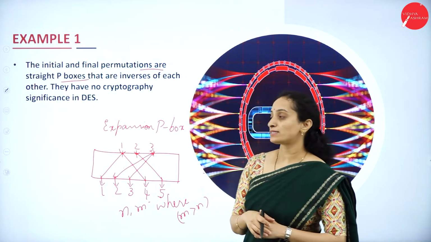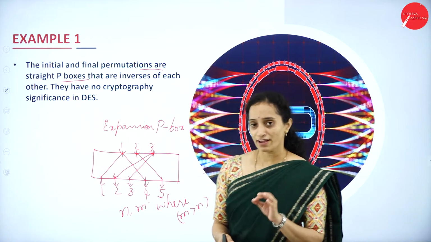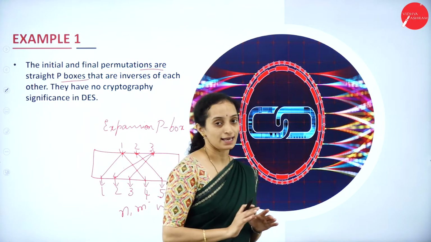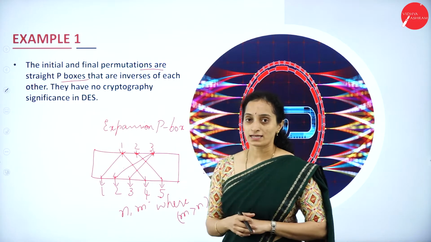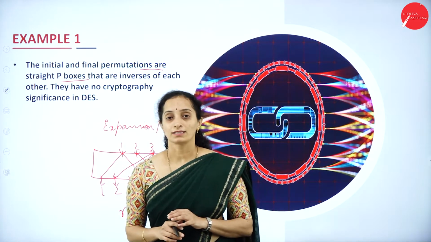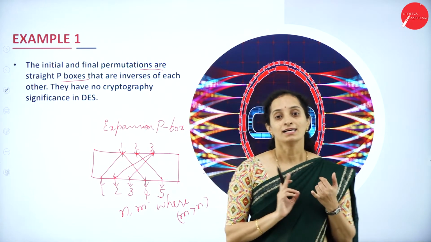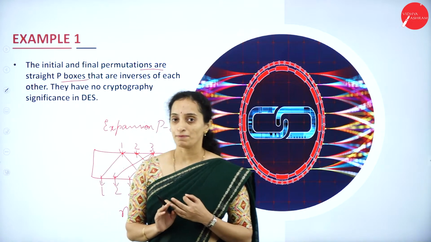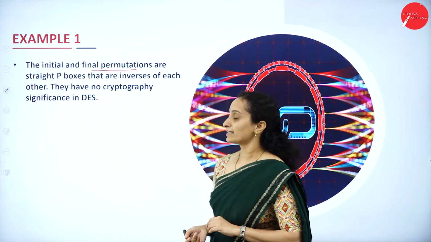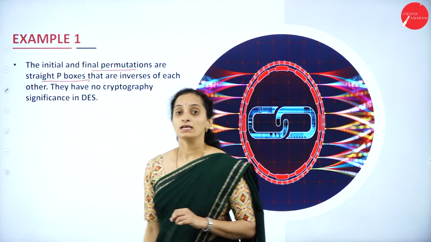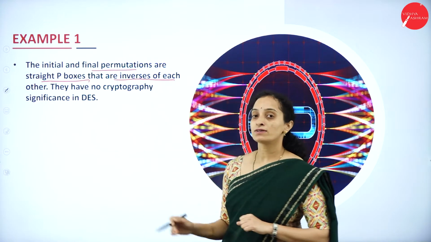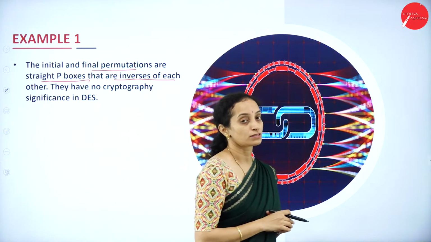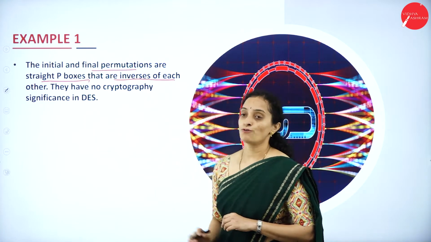We use the expansion P box when we need more output for the given input. In such a case, we can make use of the expansion P box. This is about the permutation boxes, that is straight P box, compression P box and the expansion P box. In this, the initial and the final permutations will be straight P boxes that are inverse of each other. As I already said, the initial and the final permutation boxes are inverse of each other.